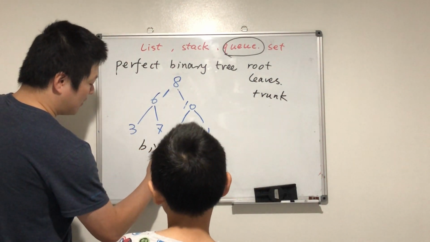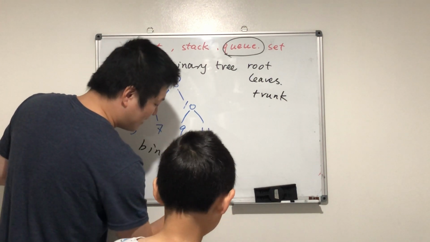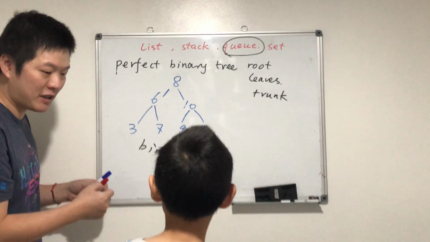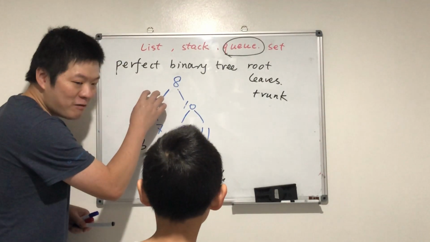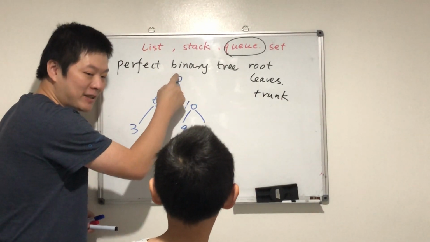Binary search tree. Yeah, binary search tree. How do you know? I just heard it before. Okay. So for a binary search tree, it means that the left node is always smaller than the parent, and the right node is always bigger than the parent.